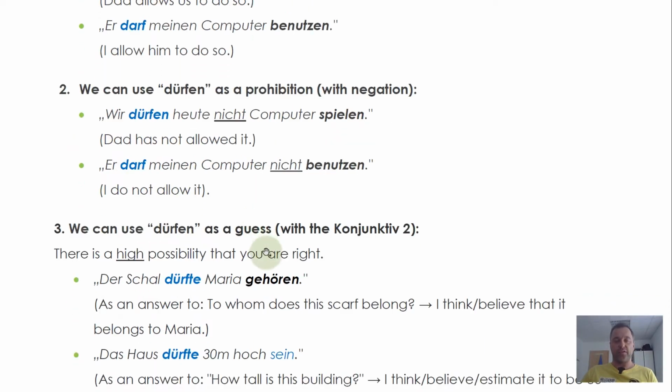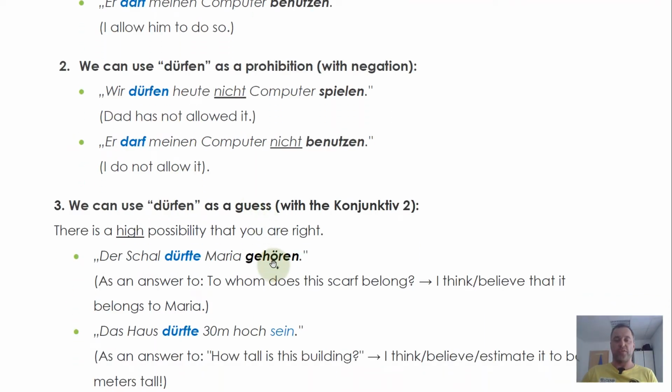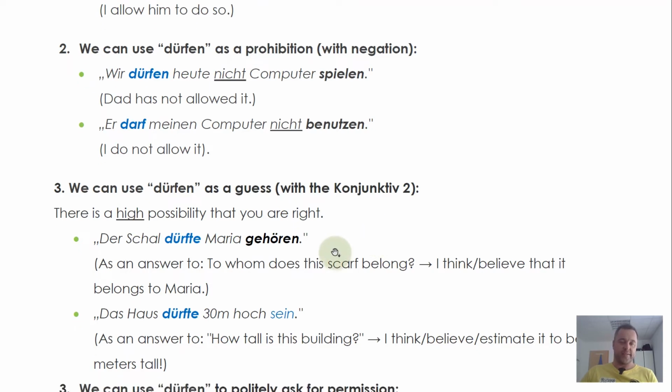And also, dürfen can be used for a guess, so for the probability, again in combination with Konjunktiv 2. With dürfen, we also have a relatively high chance that we are right. I would say about 80%. So müssen is about 99, so almost entirely correct. And here we have a high chance. So I would say like 70, 80%.